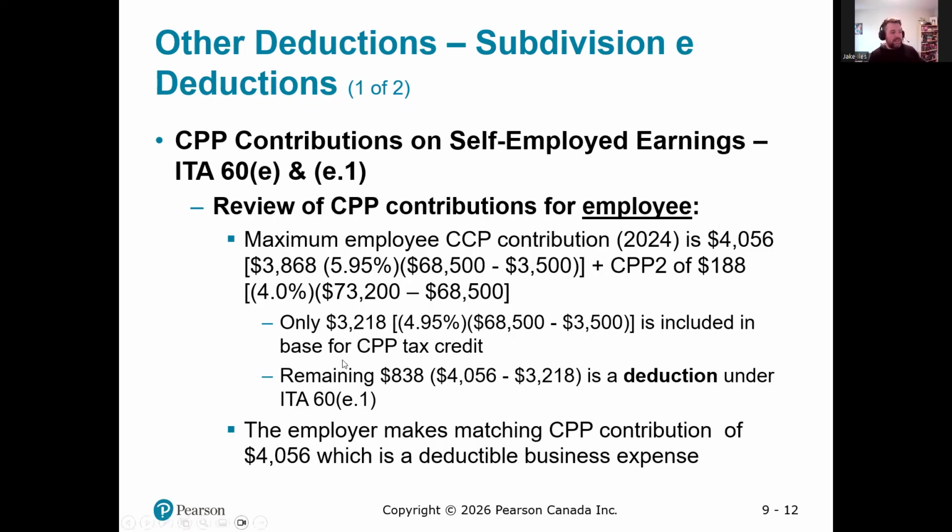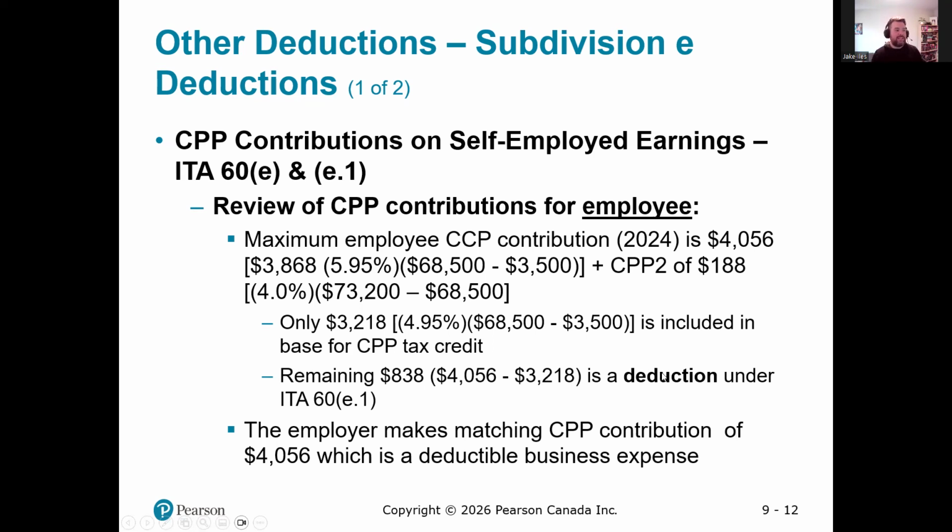However, in recent years, they have this sort of two levels of CPP. So up to 68,500, you're paying the regular CPP. Above that amount, up to 73,000, so like another $5,000, you're paying what's called CPP2. It's an additional Canadian pension amount that you're paying. So the regular tier, that first tier, is just included in the tax credit.